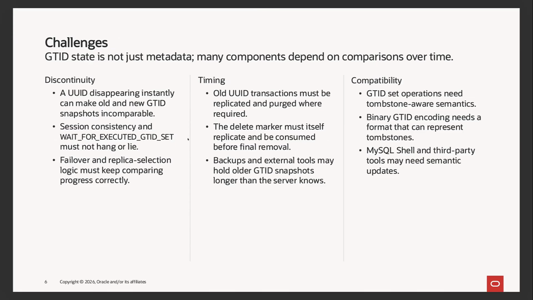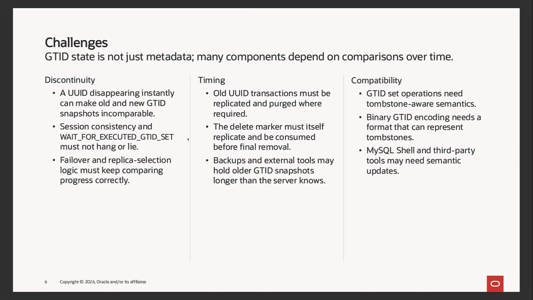What are the challenges? GTID state is not just metadata, it also impacts many other components. For instance, a UID that disappears instantly can make old and new snapshots incompatible. If we take a backup, do a removal, and then take a new backup, and this is done in just one step, those backups won't be comparable.